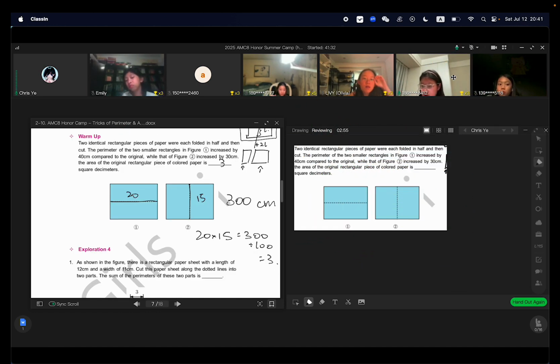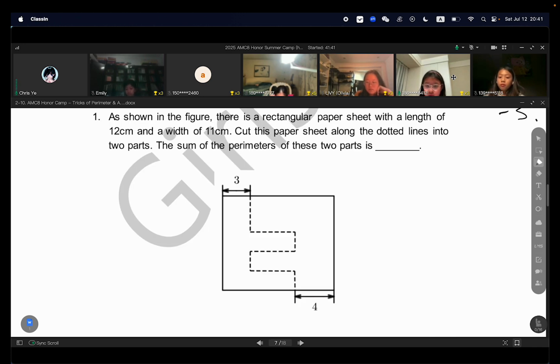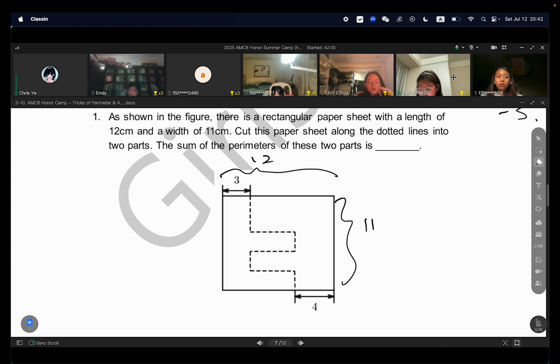So now that we know the basic concept of what these problems are going to look like, we can move on to the actual problems. As shown in the figure, there is a rectangular paper sheet with a length of 12 centimeters and a width of 11. Wait, sorry. This will be 11, and this is going to be 12. So we want to cut this paper sheet along the dotted line into 2 parts. The sum of the perimeters of these 2 parts is?